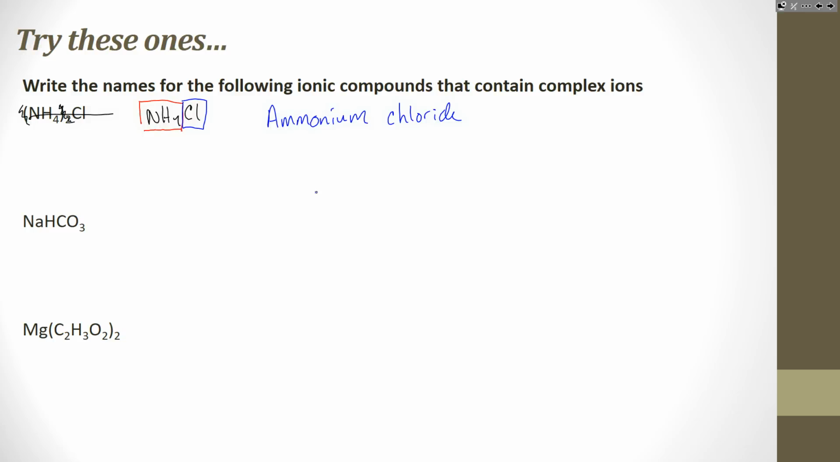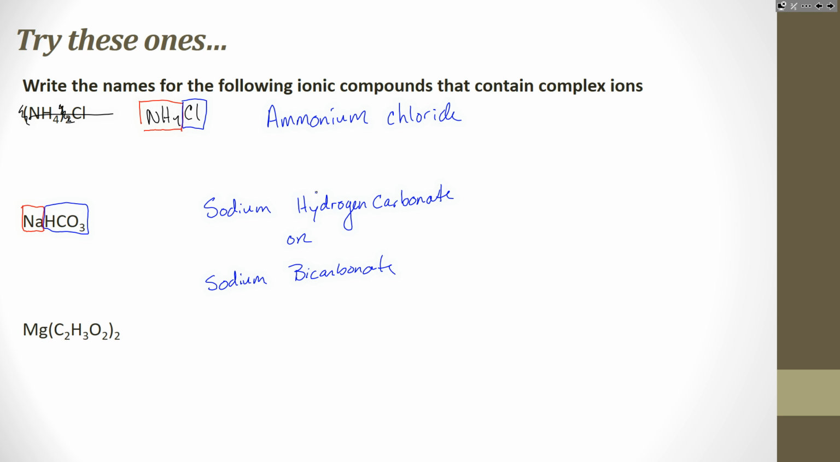The next one, I'm looking at Na is my metal, and here is my nonmetal group. So my metal is sodium, and HCO3 off of the back of the periodic table is hydrogen carbonate. Another way you could have written this is sodium bicarbonate.